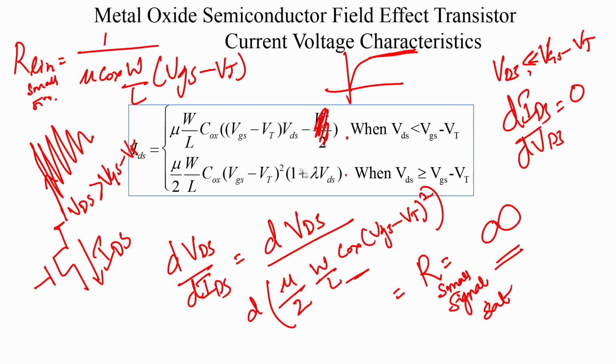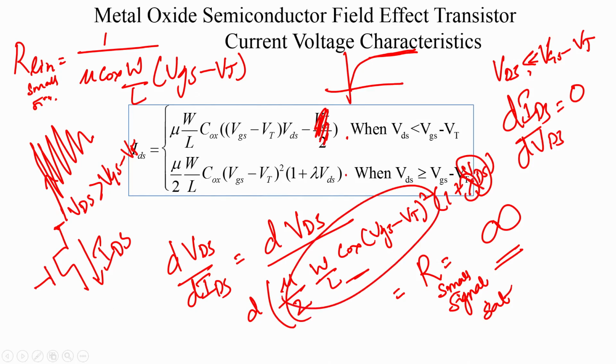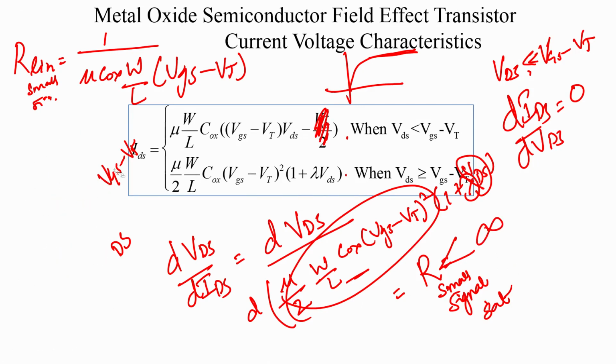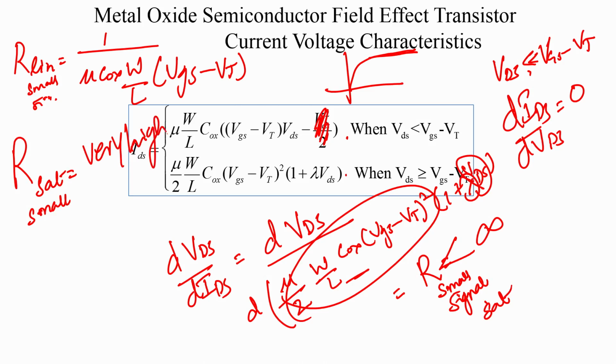But if you do include channel length modulation, then this is no longer infinite. You have a VDS term, and therefore you will have a lambda appearing in the channel resistance. But ideally speaking, the small signal resistance of the MOSFET in saturation is very high, and ideally infinite.